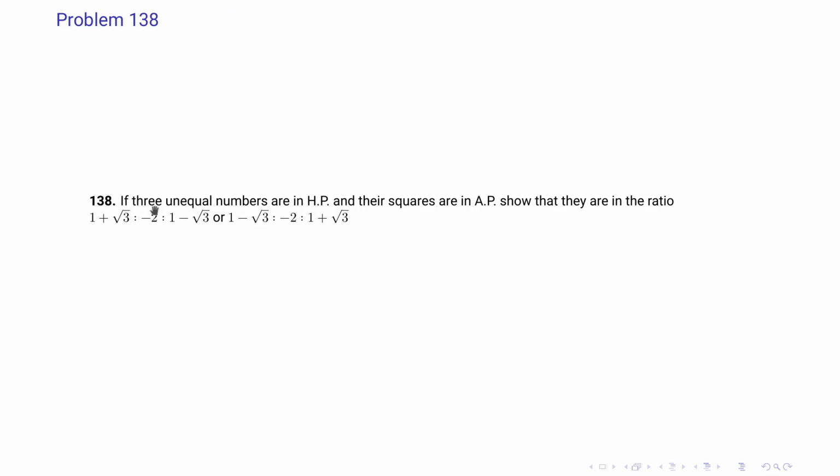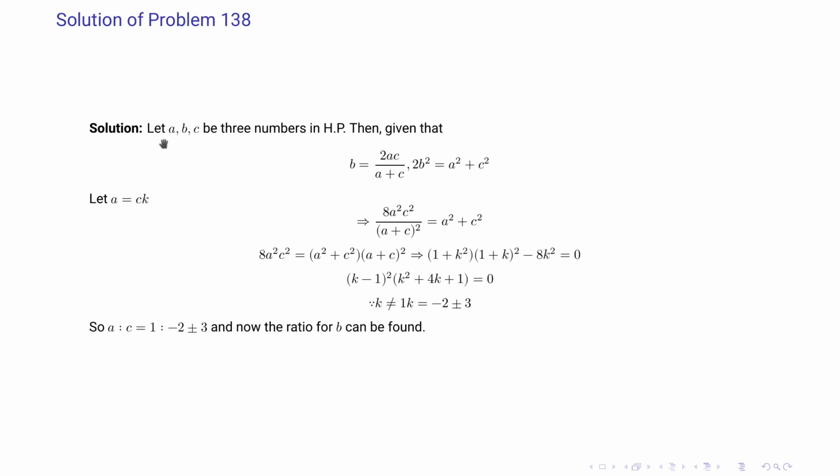Problem 138 says that if three unequal numbers are in HP and their squares are in AP, show that they are in the ratio of 1 plus square root of 3 is to minus 2 is to 1 minus square root of 3, or the reverse of that. So we let A, B, C be the three numbers in HP. Then B is equal to 2AC by (A plus C). This is from the HP relationship, the formula for the middle term. And the squares are in AP, so 2B square is equal to A square plus C square.